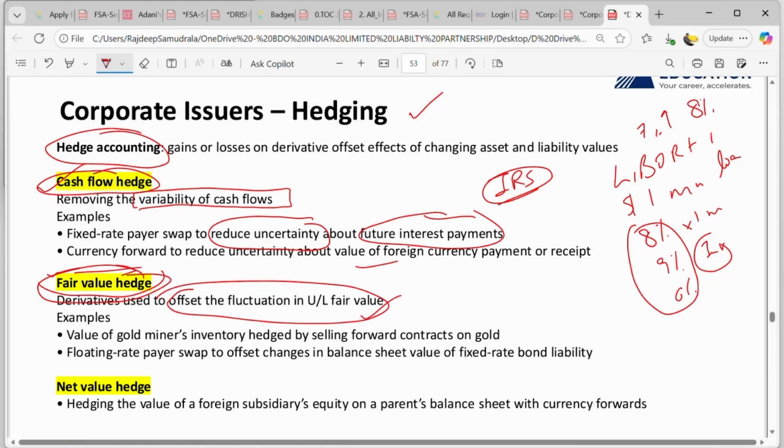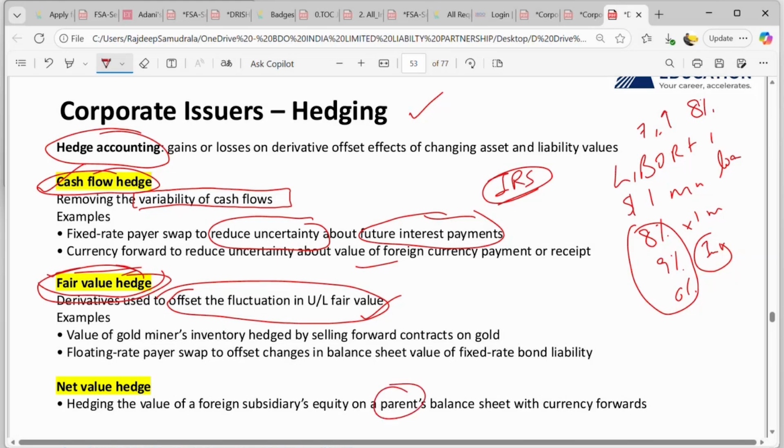Third, you'll be surprised by the concept, but it's a net value hedge. Now remember, often many subsidiaries are foreign subsidiaries. A parent is a foreign parent maybe. So suppose you have a foreign subsidiary on your balance sheet. Let's say the parent is a UK parent. It has one subsidiary in the US, and it's in India as well. So I have an Indian subsidiary and a US subsidiary in the books of the UK parent, right?